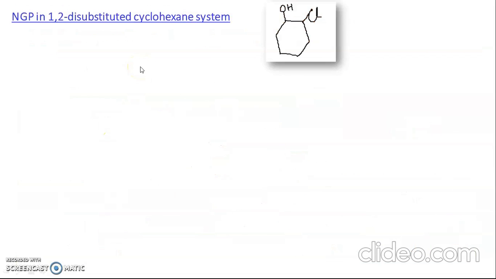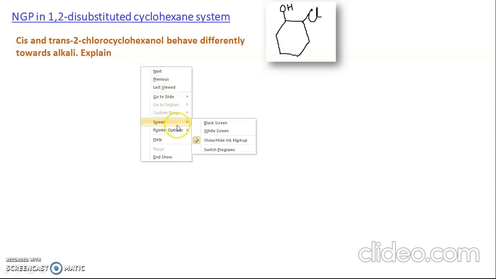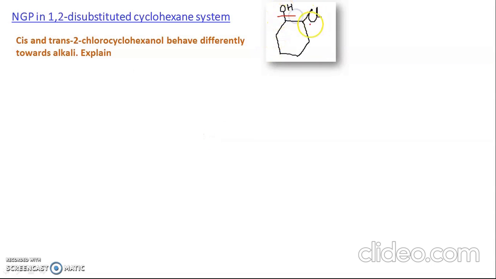Next we will see how NGP occurs in 1,2-disubstituted cyclohexane systems. Here we have taken the cyclohexane system where at the 1 and 2 positions we have a hydroxy group and a chloro group. Now we will see both cis and trans configurations, and it is important to observe that cis and trans 2-chlorocyclohexanol behave differently towards alkali. Now why is it so? First of all, this structure is the general structure. We have not written whether it is cis or trans.